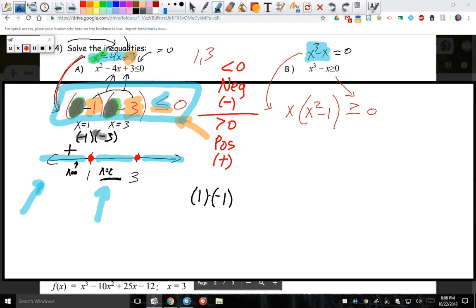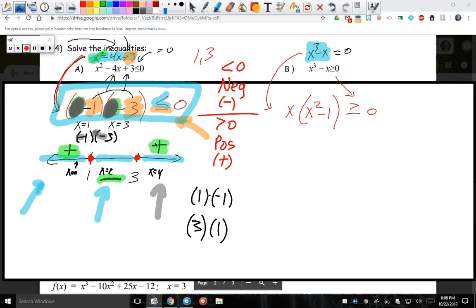And then last but not least, we're going to test our last interval, something that's bigger than 3. We could say 4. Again, we plug it here and here. 4 minus 1 gives us a positive 3, and 4 minus 3 gives us a positive 1. And a positive times a positive, last time I checked, is still a positive. So now we have 3 different intervals with signs of positive, negative, and positive.